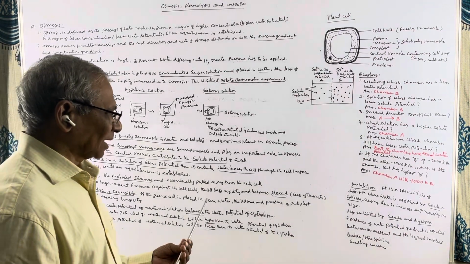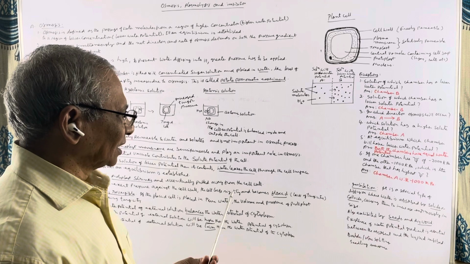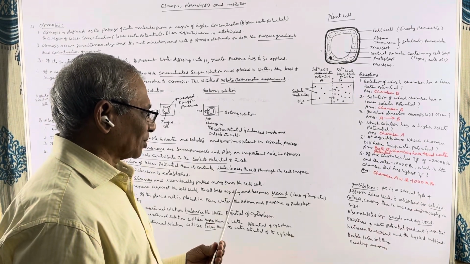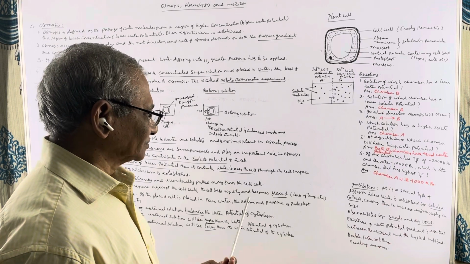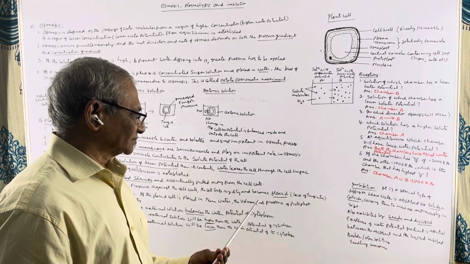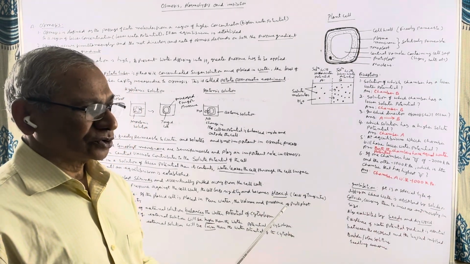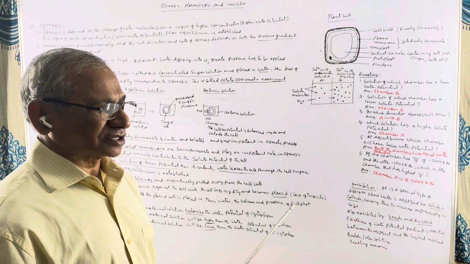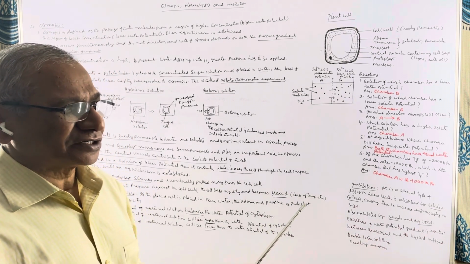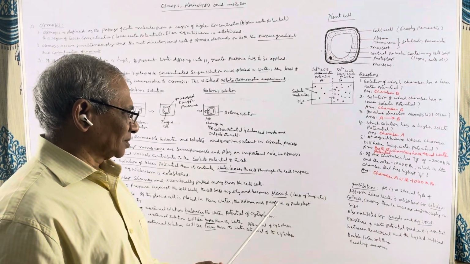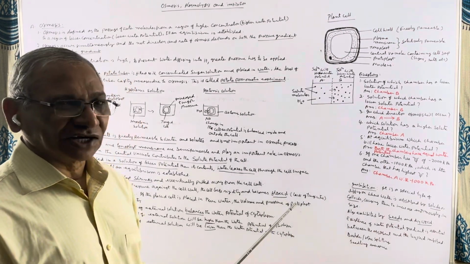Then, coming to imbibition. It is a special type of diffusion where water is absorbed by solids and colloids, causing them to increase enormously in size. So it is a process where some colloids and substances increase greatly in size by absorbing a lot of water. This type of behavior is seen in seeds and dry wood.